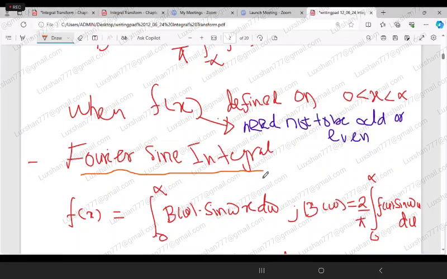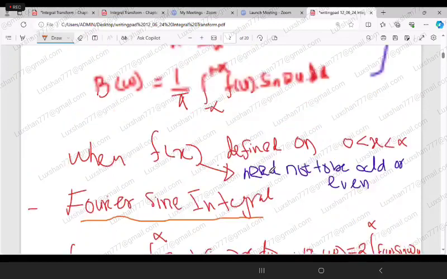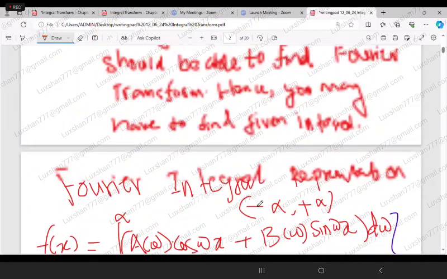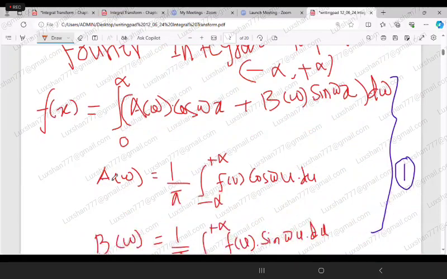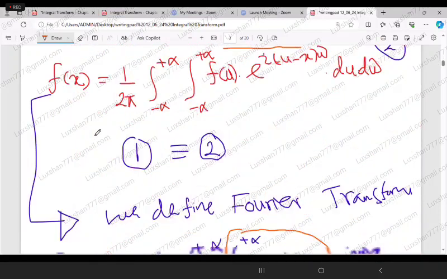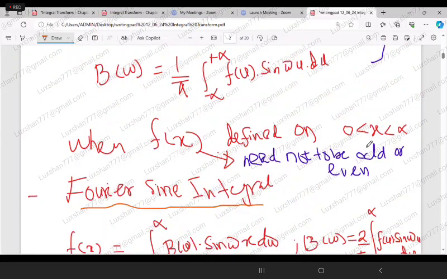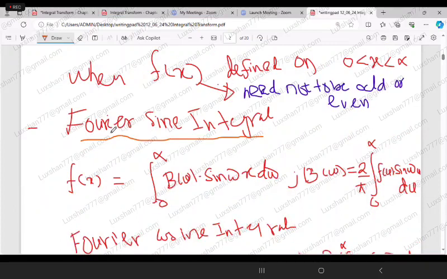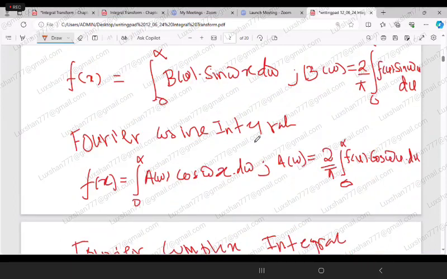I'm going to talk about a new thing. Please listen carefully. When the variable is from minus infinity to plus infinity, you can define the Fourier integral. This one is the complex form of the Fourier integral. When the function is defined on 0 to infinity, we can define something called the Fourier sine integral as well as the Fourier cosine integral.